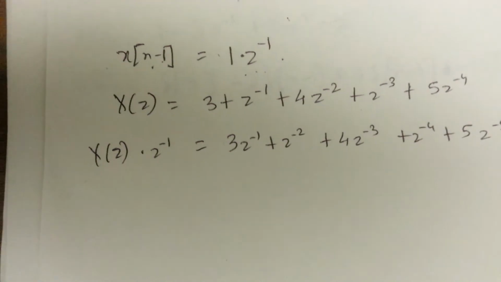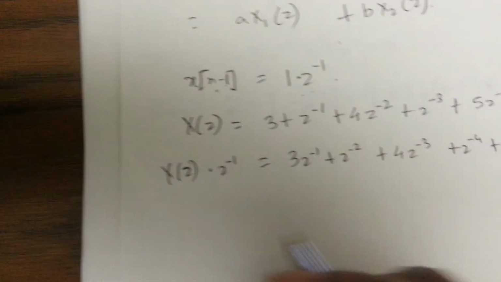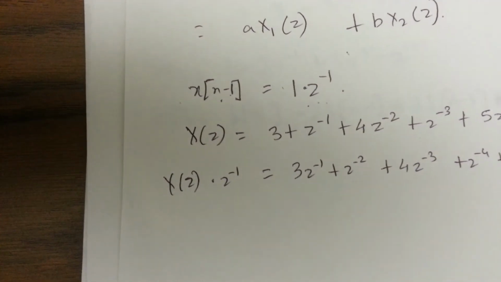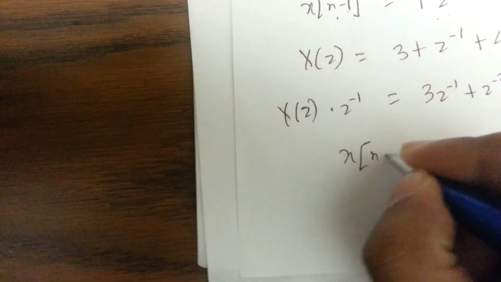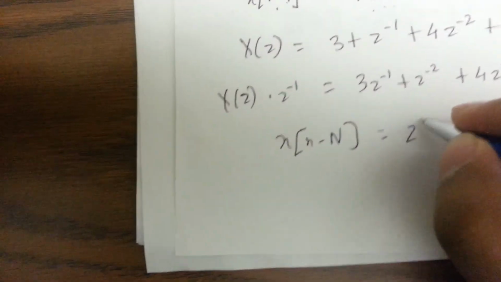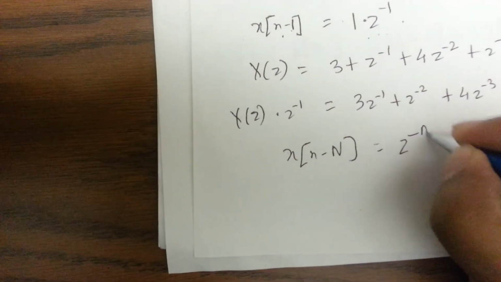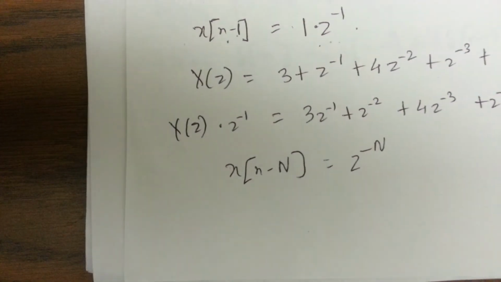As a general rule, we can summarize this by saying that if there is a delay of x of n minus capital N, this will basically be z to the minus capital N. So that's what the delay will be, and that's what the second property says.